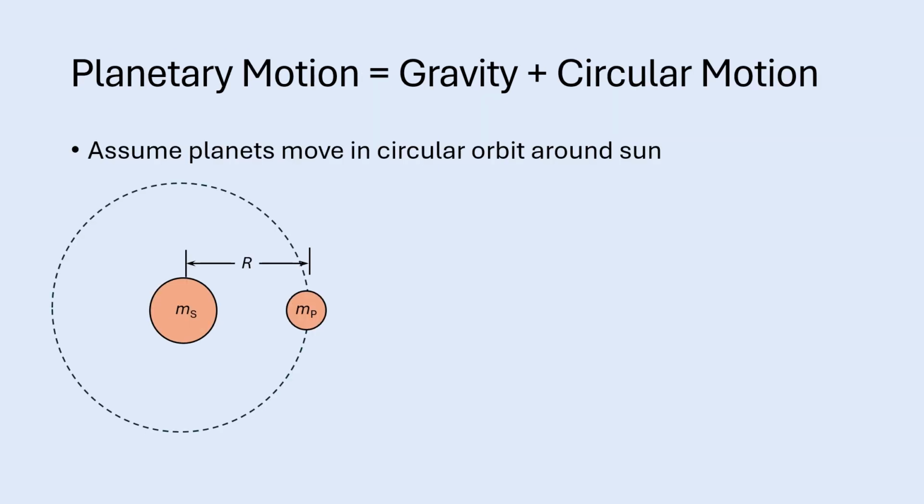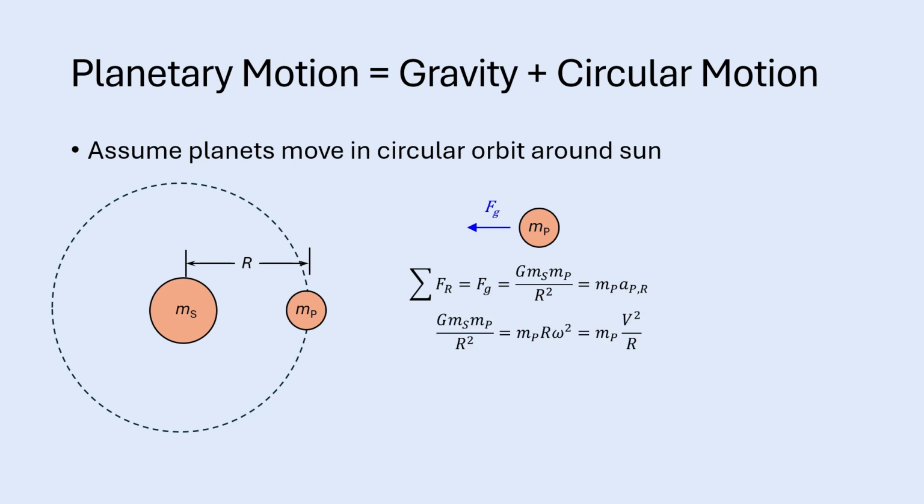Let's consider a planet orbiting the Sun. We draw a free body diagram of the planet and apply Newton's second law, just like before. This time, we approximate the motion of the planet to be moving in a circular path, so we can set the acceleration to the velocity squared divided by the radius. Once again, the mass cancels out.